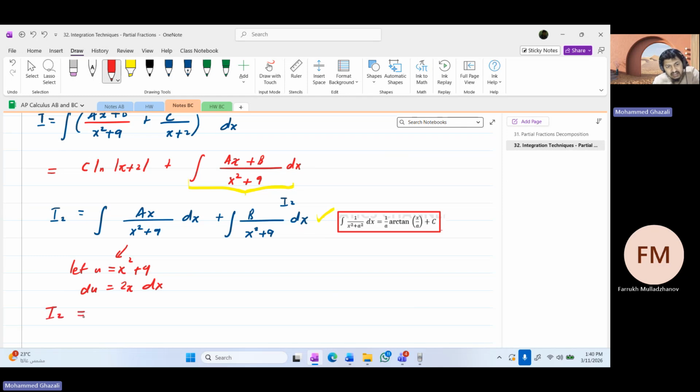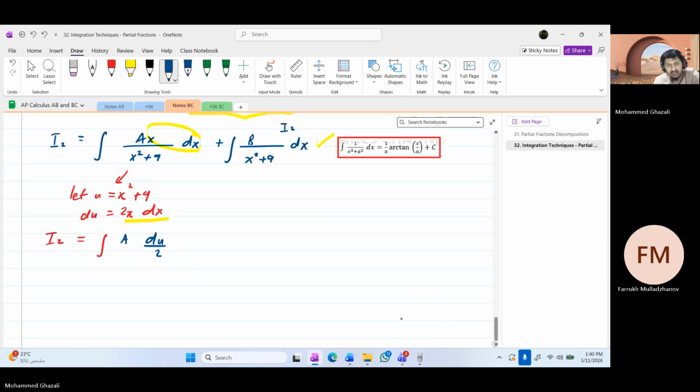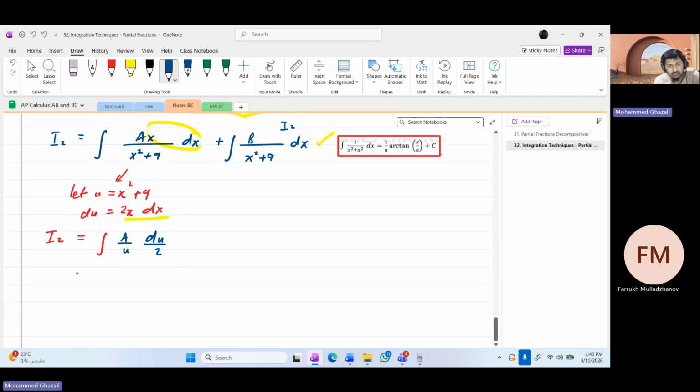So integral I2 now becomes integral. What is x dx? We can see x dx here in the integral. x dx is du over 2. The a remains there, and this bottom becomes u. So this is half a. We can integrate this: ln absolute value of u. We forgot to integrate this part. This part is sorted.